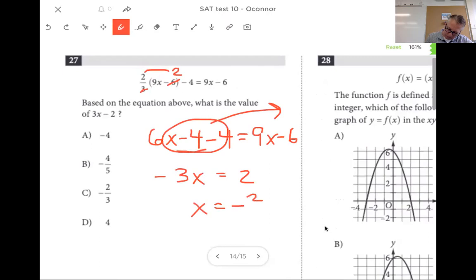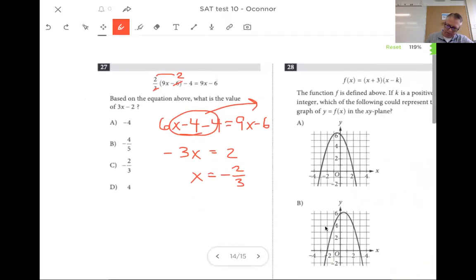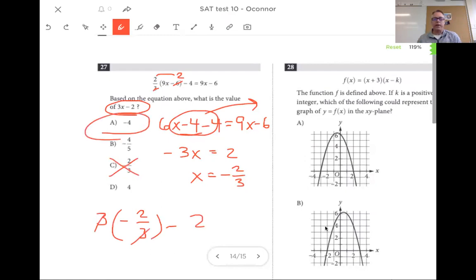X equals -2/3. I'm feeling like I did it right because this is there, but that is not the answer. So be careful. I did the problem correctly, but they want to know what's 3x minus 2. So don't fall into their trap. That is not the answer. Even though x is -2/3, I now have to do 3 times -2/3 minus 2. And so that answer is -4.